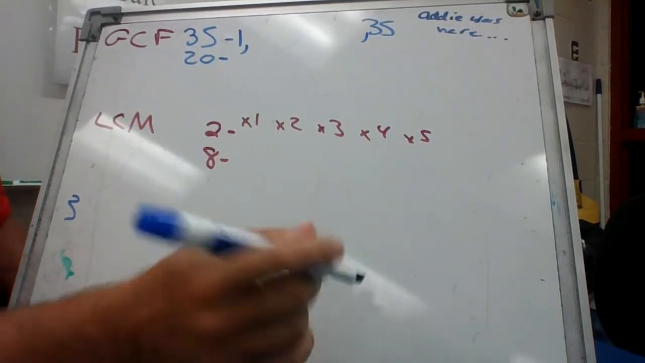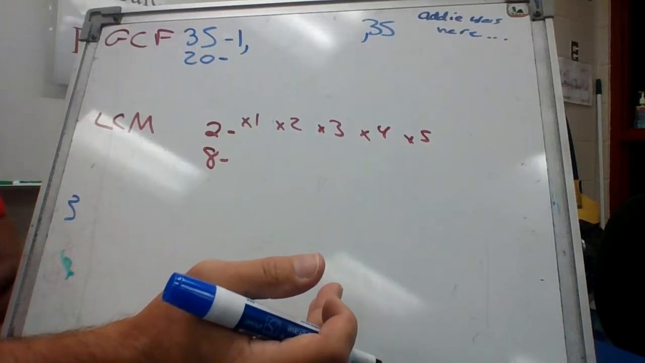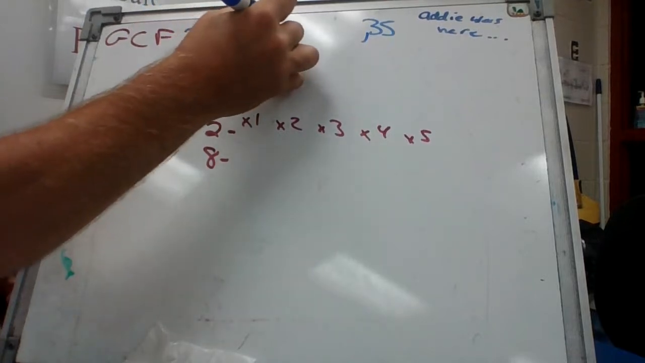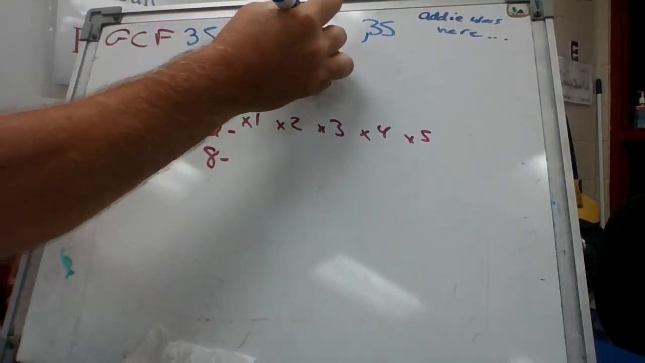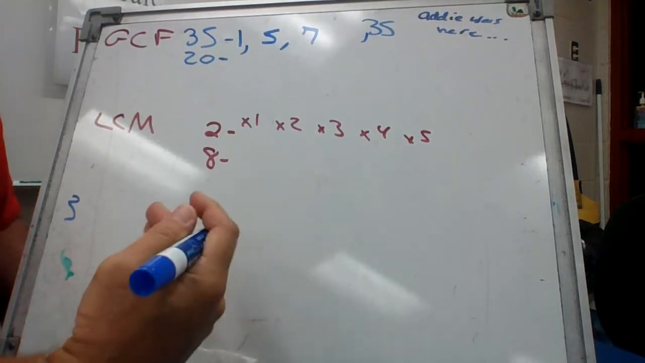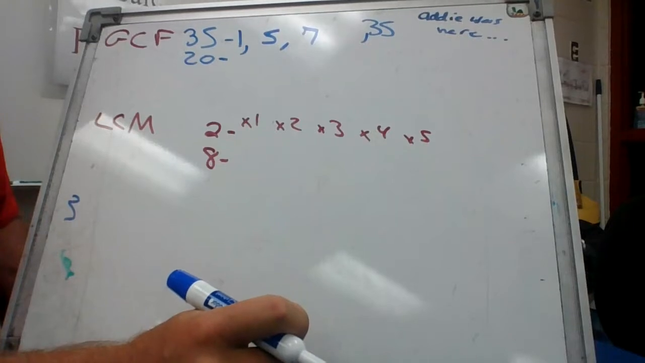Will 4 go into it? 4, 8, 12, 16, 20, 24, 28, 32, 36. 4 won't go either. So 5 will. 5 times what is 35? 7. Will 6 go into it? It will not, because 6 times 5 is 30, and 6 times 6 is 36. So it misses that.